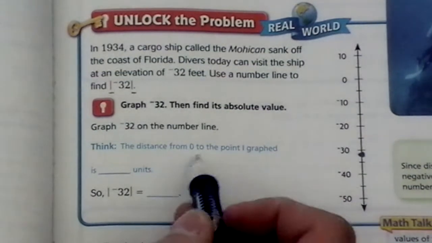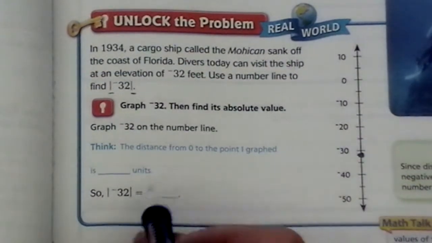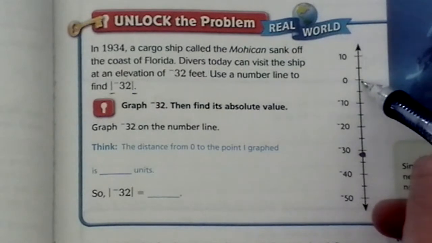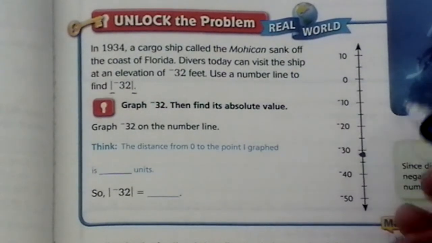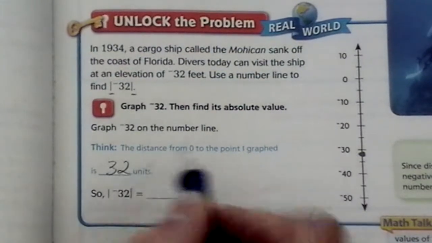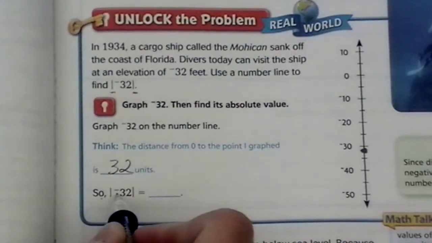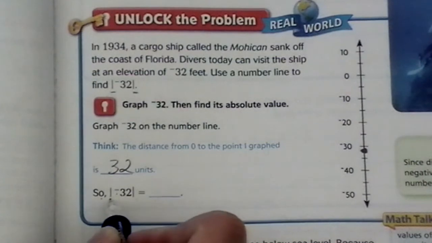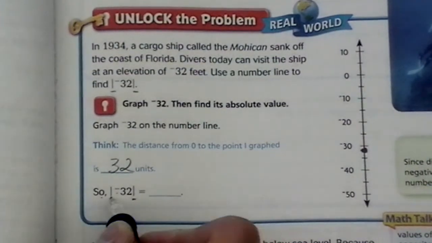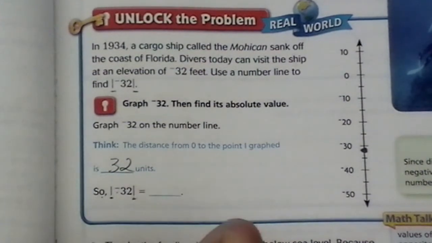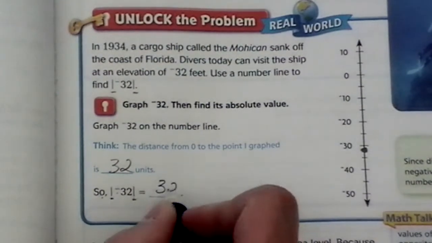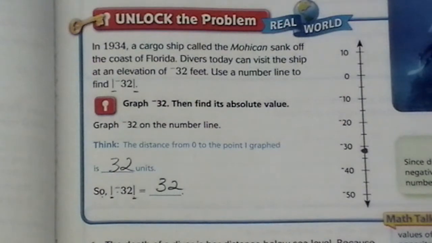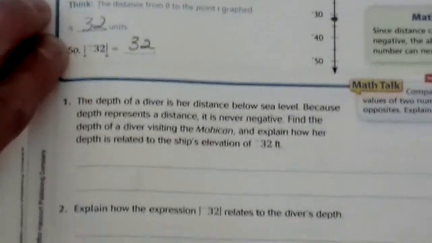The distance from 0 to the point that I graphed is how many units? Well, here's 0. How far would I have to travel to get from 0 to negative 32? I'd have to travel 32 units. So, the absolute value of negative 32, again, I read absolute value because I know that these bars tell me that I'm looking for absolute value. So the absolute value of negative 32 is 32. Fairly simple.